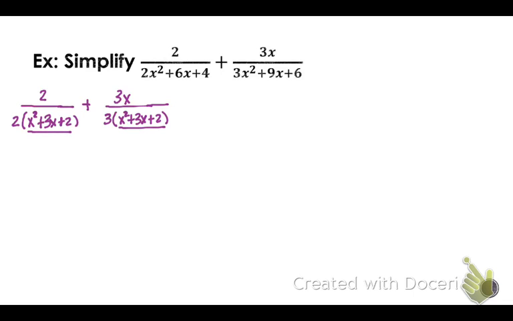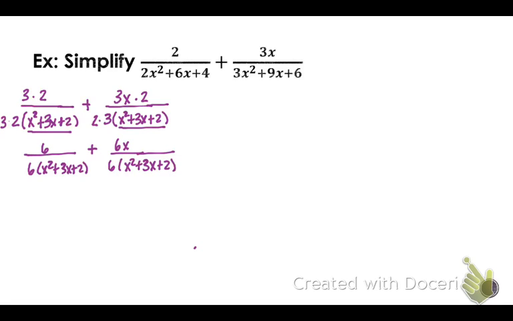Both of these fractions have a denominator of x squared plus 3x plus 2. I now just need the least common multiple of 2 and 3, which is 6. So I will multiply this fraction by 2 and this fraction by 3 to get my common denominator. So I end up with 6 over 6 times x squared plus 3x plus 2 plus 6x over 6 times x squared plus 3x plus 2.